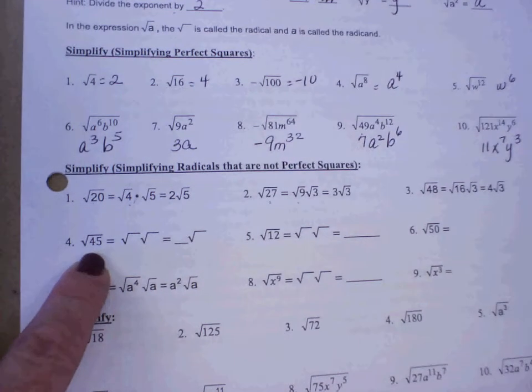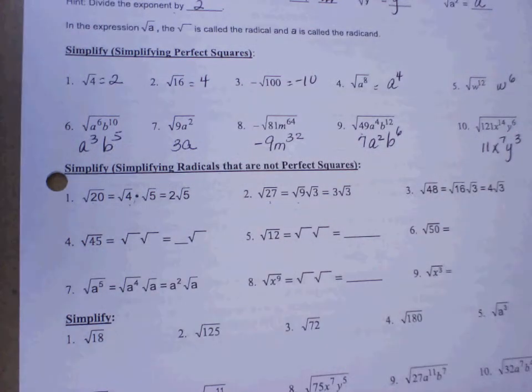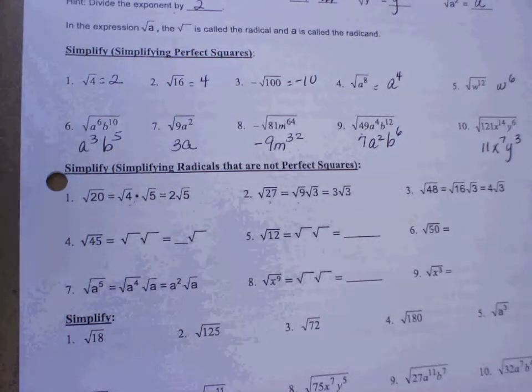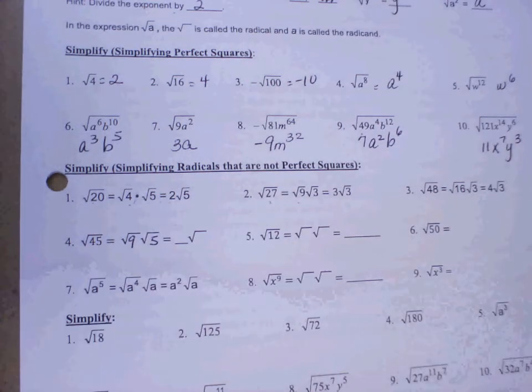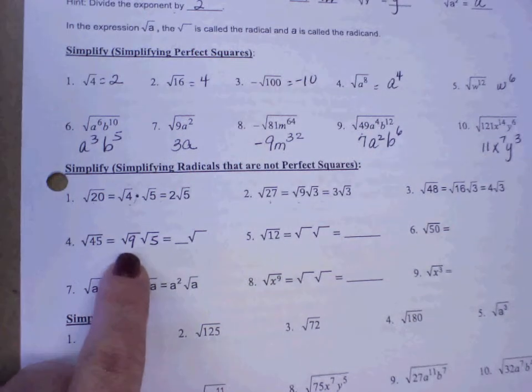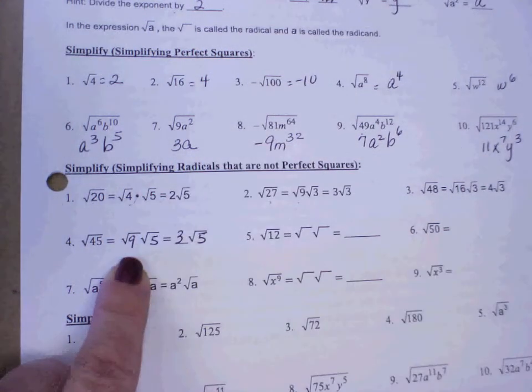So let's do this one. 45. Think about two numbers that multiply to 45. 9 and 5. Very good. So this would be 9 and 5, correct? And then what's the square root of 9? 3. And then you leave the 5 inside and you're done.